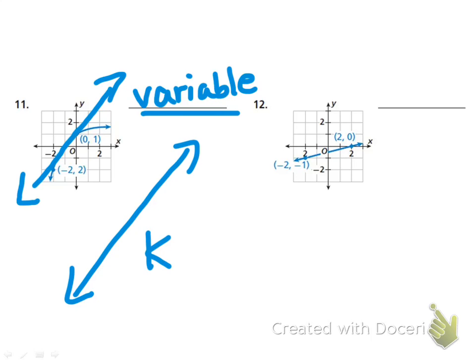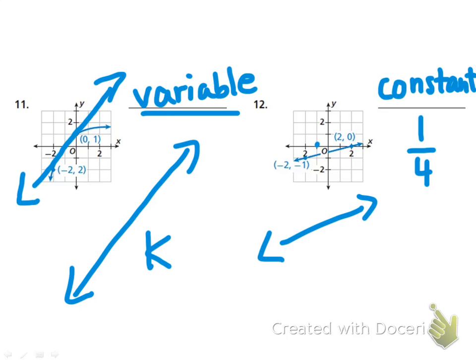The next one is a straight line, so I know that it's constant, and now I have to tell what my slope is. So I'm going to count up. I go up 1 over 1, 2, 3, 4. So my constant is 1/4.